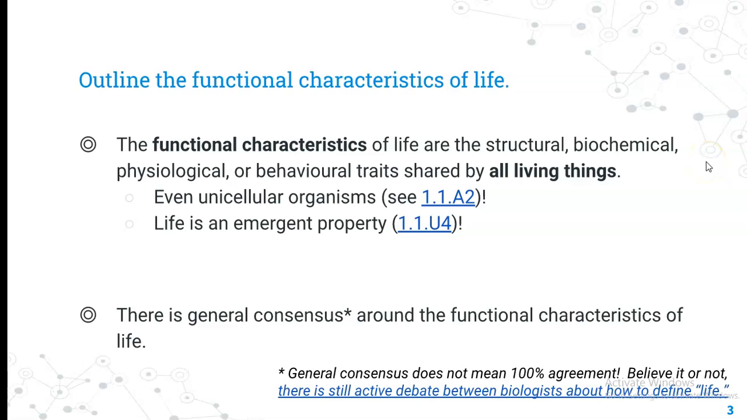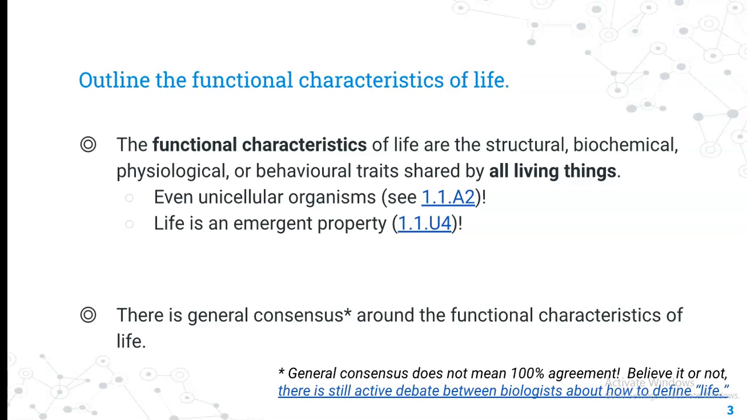Life is also an emergent property, meaning that an emergent property would be a property that emerges only when certain ingredients are together at once. And so for life to emerge, there have to be these specific ingredients, which we don't necessarily know what those are, because we haven't been able to recreate life.